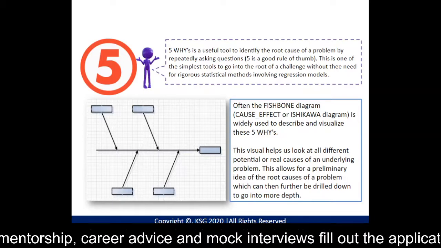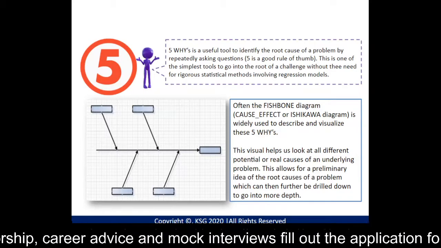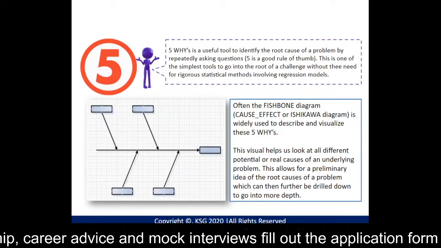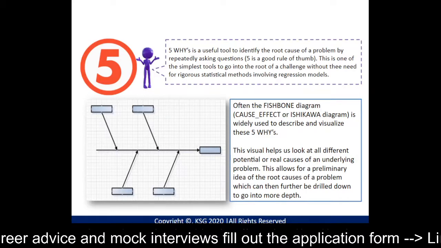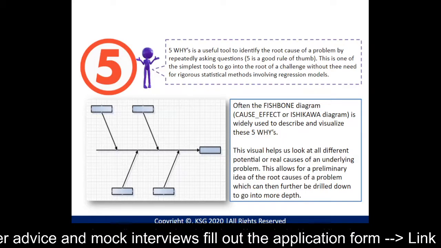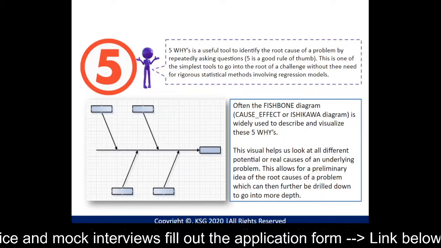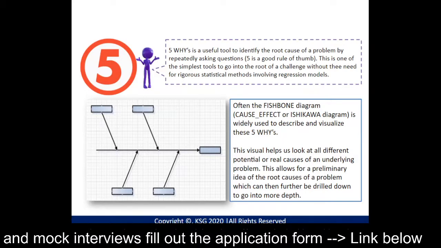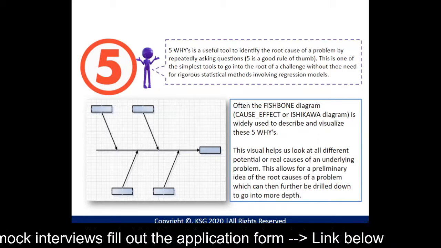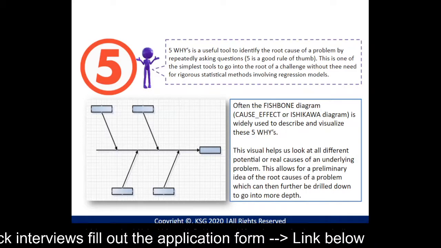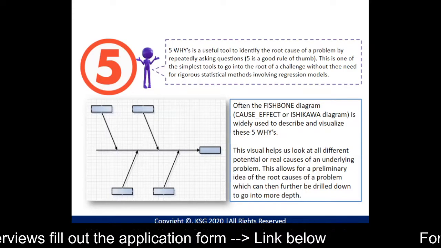And the five whys is often represented visually by a diagram which is known as the fishbone, or also the cause and effect, or Ishikawa diagram. And this is widely used in many of the practices where a problem is being solved. This visual helps us look at different potential or real causes of any underlying problem, and it allows us to do a preliminary screening of what could be the root causes of a problem, which can be further drilled down later on and pursued in greater depth.